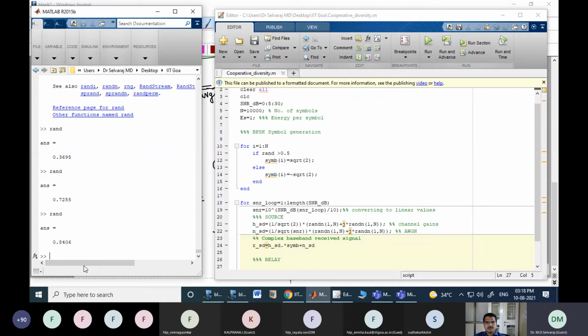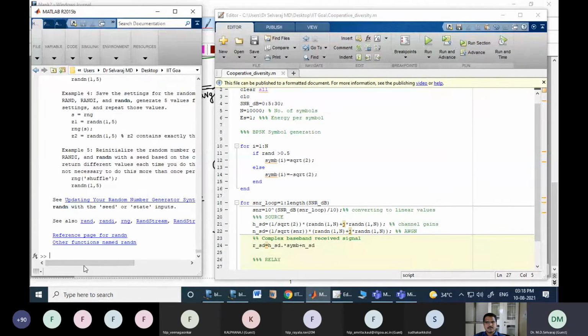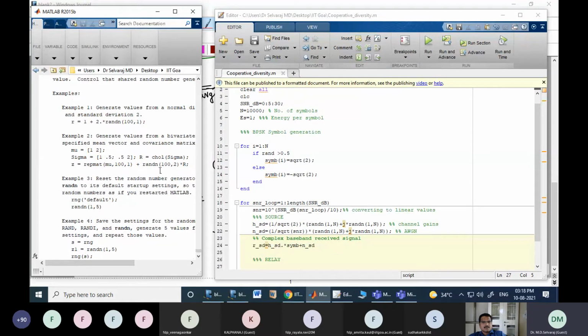This is rand, whereas randn is basically a random variable, a normal random variable with 0 mean and variance 1. That is the difference. We can see it in the MATLAB help if we type it.